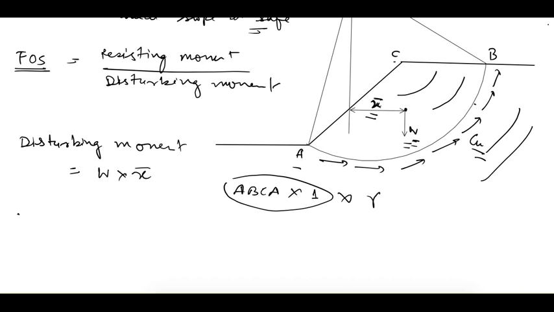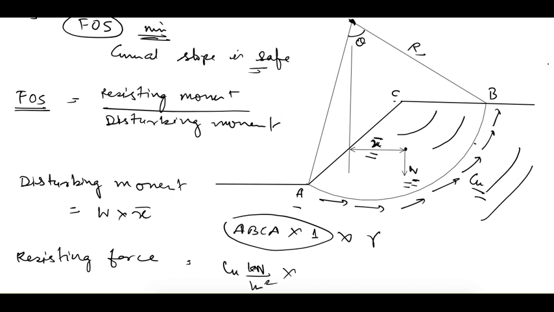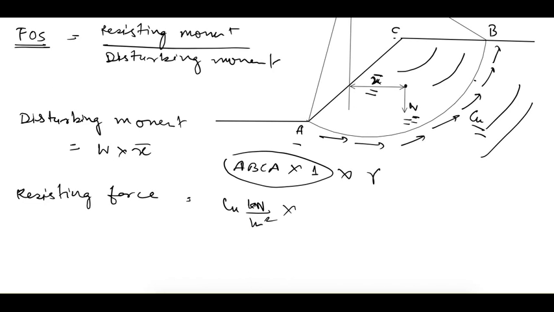Now the resisting moment. First we will see the resisting force. This cohesion is in terms of stress, that is kilonewton per meter square, and this cohesion is applied on this circular arc AB. So what will be the length of the circular arc? If the radius is R and the subtended angle on the arc AB is theta, then this length is R theta, having a unit of meter. So here we have kilonewton per meter, multiplied by the unit width, and that will give us the force in kilonewton. So Cu R theta is the force.